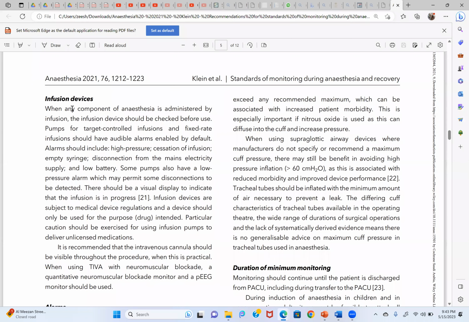So that after some time, when that volume finishes, immediately it will buzz and awaken you. Like, you will not give a medication uncontrolled.